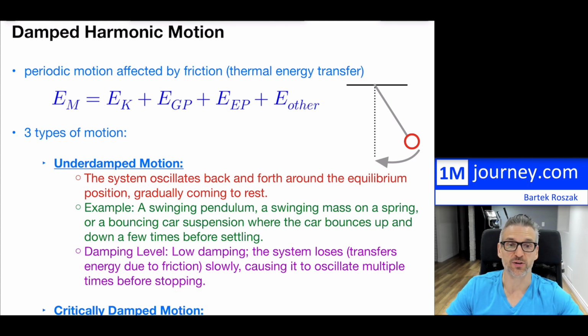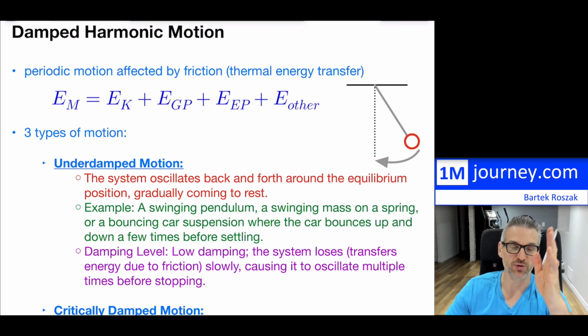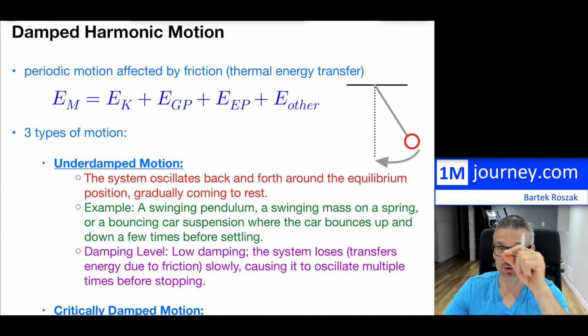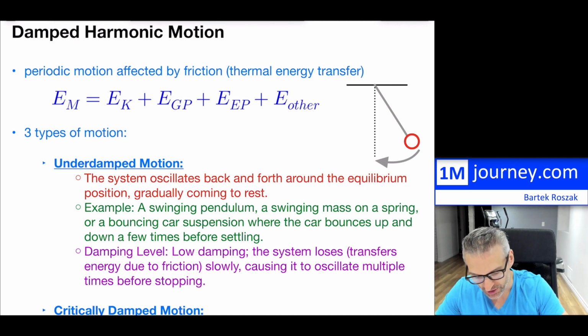If you see on the right-hand side, if you have a pendulum, depending on how damped it is, it might swing back and forth, back and forth, and then slowly lose its amplitude until eventually it settles at its equilibrium. It starts to swing back and forth just like simple harmonic motion, however the amplitude decreases because of friction. That would be the first type of damped motion, and that is called underdamped motion.